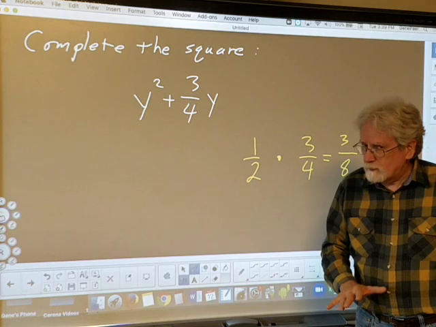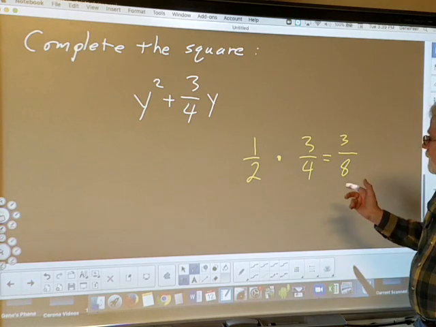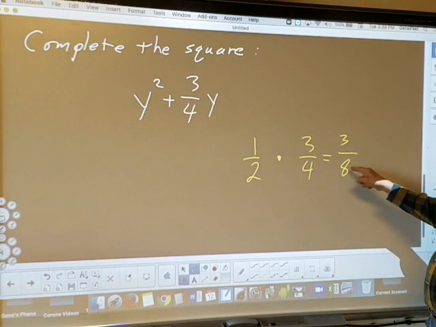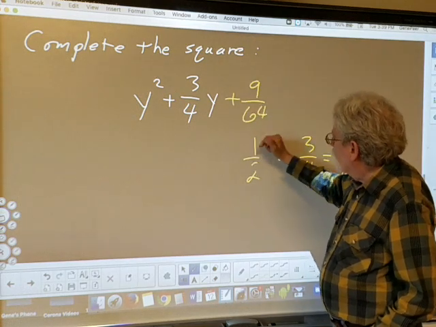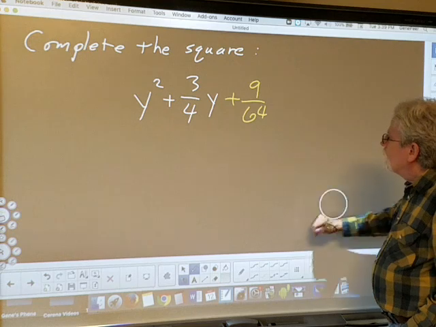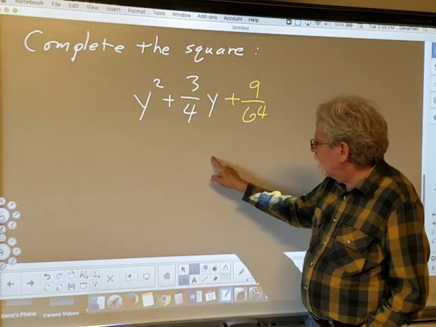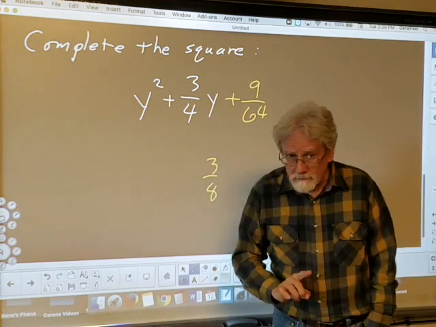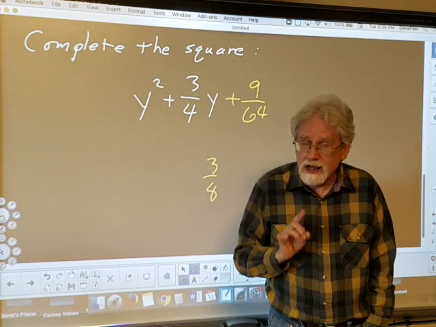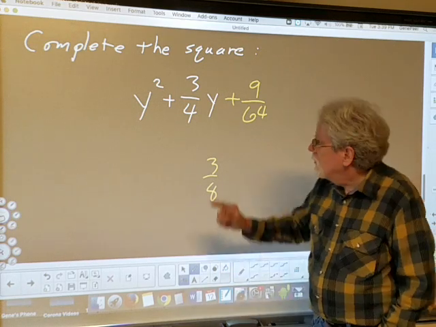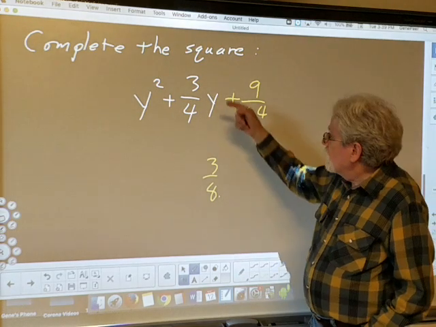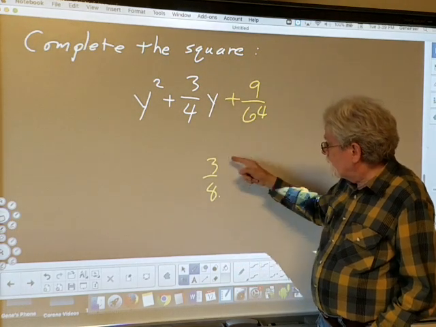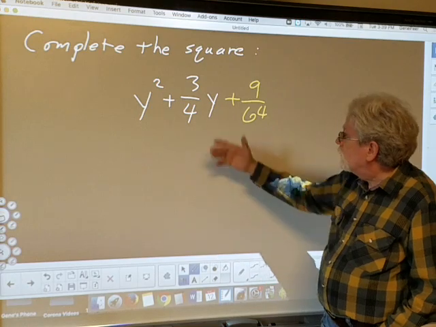No, we have to square it, remember. So we're not going to add 3/8, we're going to add 9/64. We just completed the square by taking half of 3/4, which is 3/8. By the way, that's the shortcut for taking half of any fraction: just double the denominator. So we have 3/8 squared, which is 9/64, added on there. You have completed the square.